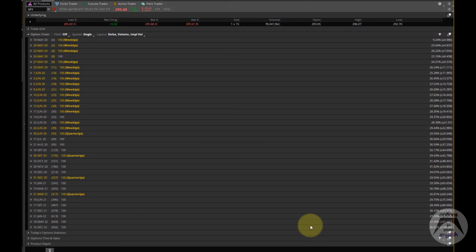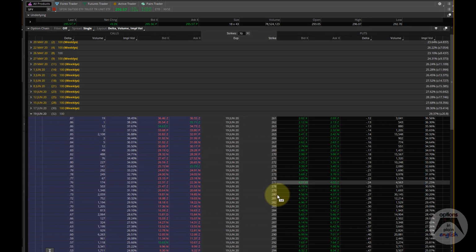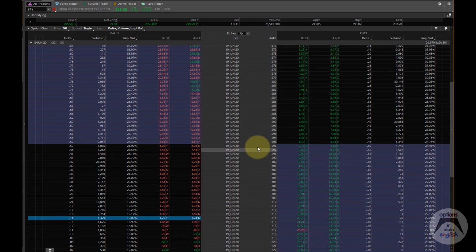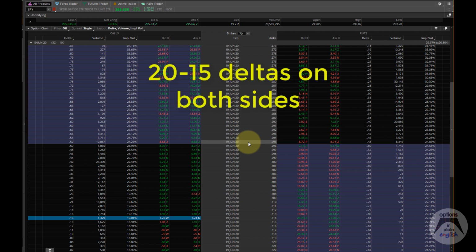So now we're here on our trading platform and I pull up all the information for SPY, which is the ETF for the S&P 500. And let's open up the June 19th of 2020 expiration. And we're going to take a look at all the different strikes. What we're going to do is put on an iron condor, but I'm going to use a dynamic iron condor, and I'm going to be putting on the 20/15 delta on both sides.